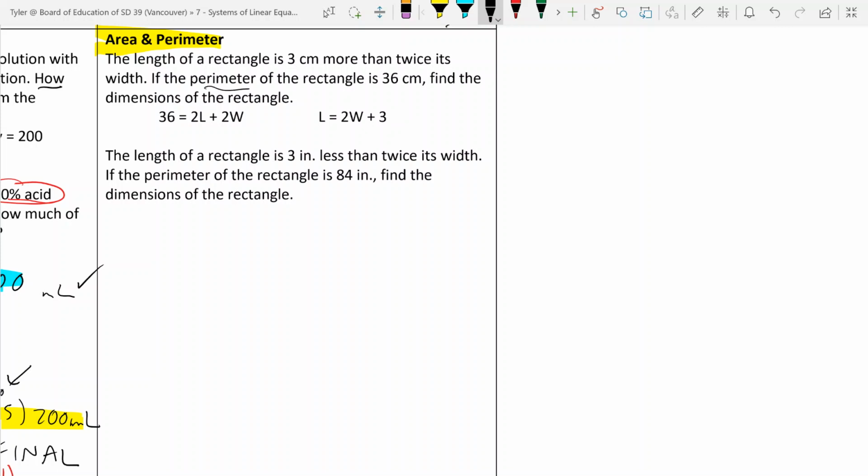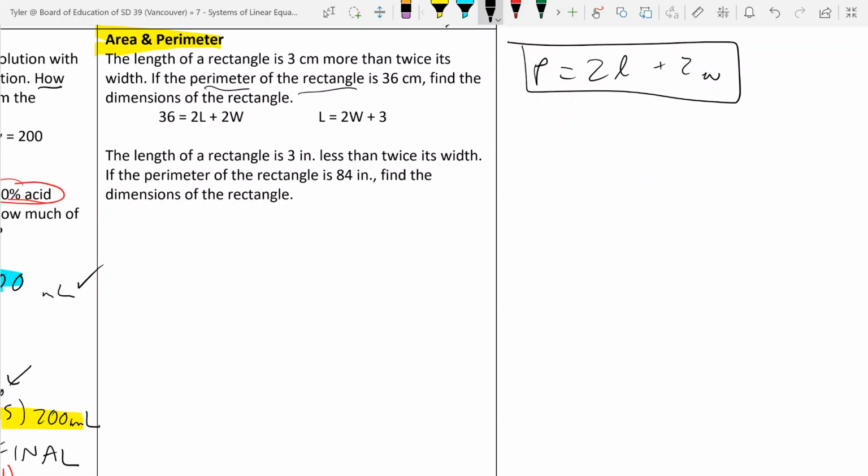So like it's dealing with perimeter. I need to know the perimeter formula. I'm dealing with the rectangle. If that's length and that's width, the perimeter is equal to 2 length plus 2 width. Hopefully you remember that from your geometry unit. I'm going to leave that formula there just so I can see it later.